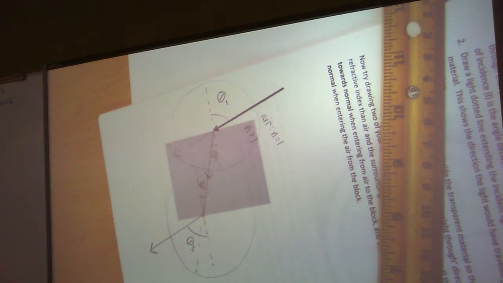See some of you already getting started. We're saying the block is greater. Yep, that's coming from air into a block, and it's going to have a greater refractive index.